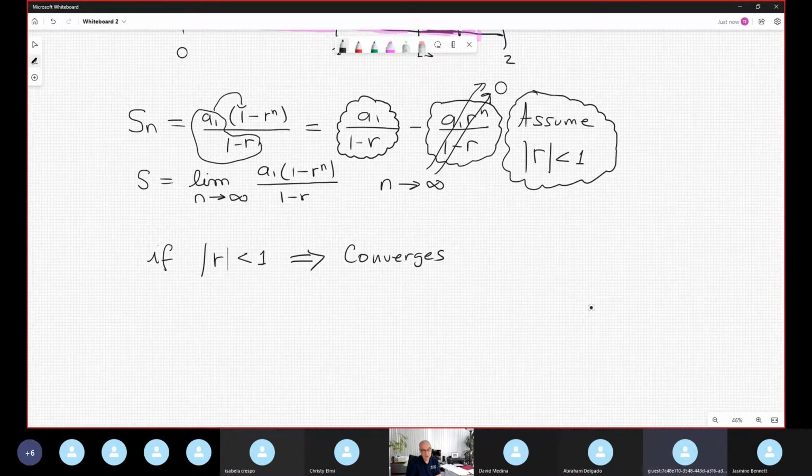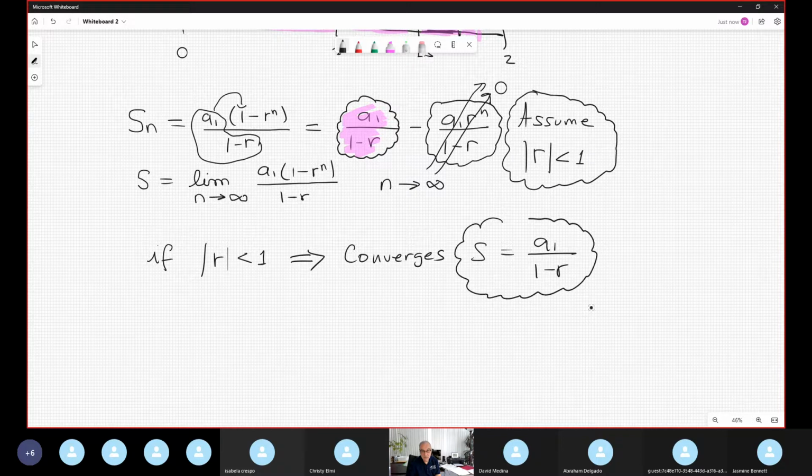Excellent. And it converges to one number. Let me call it S. S equals A1 over 1 minus R. And this is the thing you apply in the problems. I bring a lot of problems for you.